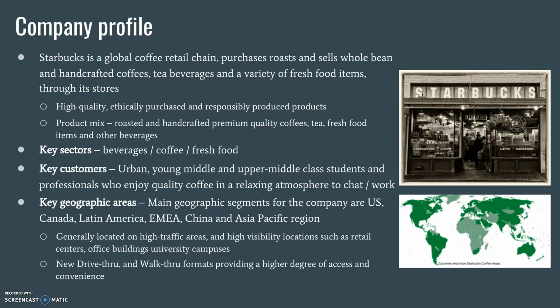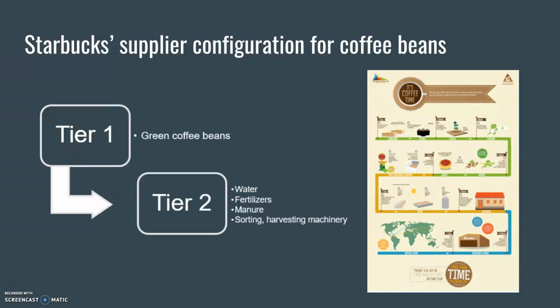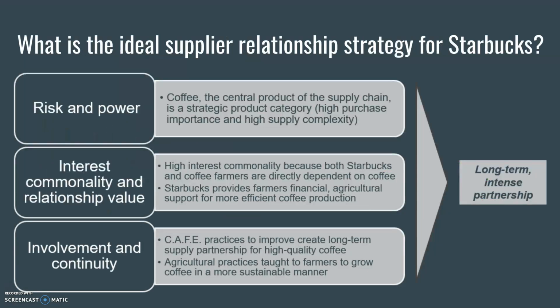Let's see the company suppliers configuration for coffee beans. We found 2 tiers in the supply chain. The first one would only be dedicated to the green coffee beans, and the second one would be more focused on production with all that comes along with it, such as water, fertilizers, sorting, and harvesting machinery.